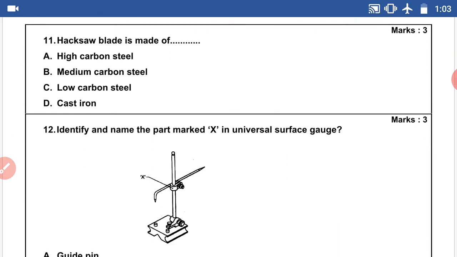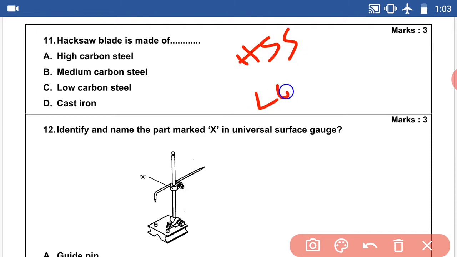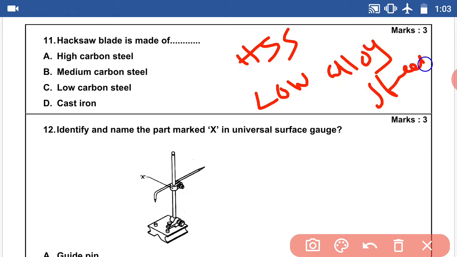Hacksaw blade is made of dash. HSS, high speed steel, or low alloy steel. Option A is high speed steel or low alloy steel. You select A or C. High speed steel means high carbon steel, and low carbon steel is low alloy steel. So option A or C, you select this answer.